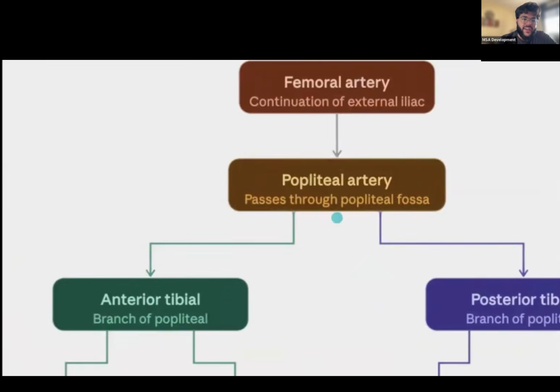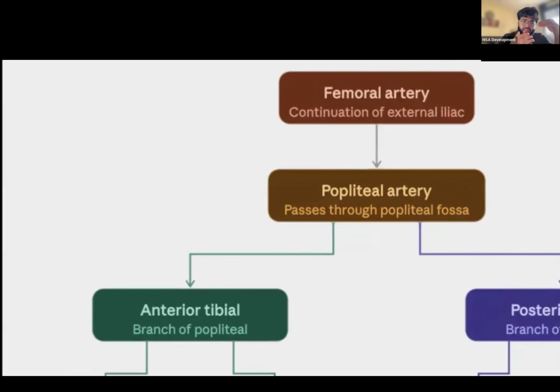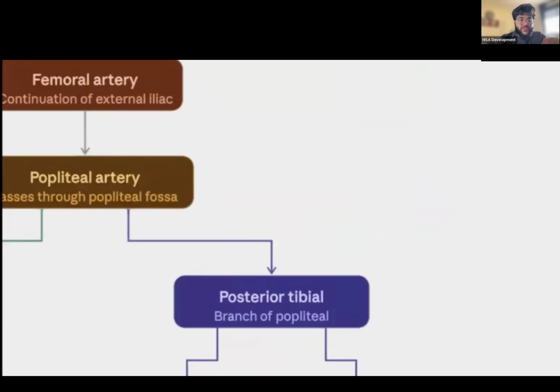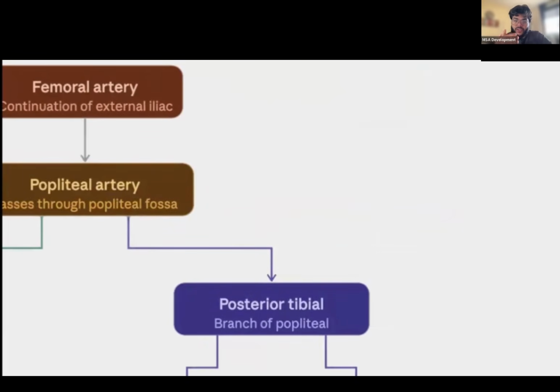The femoral artery, as I mentioned for the third time by now, is a continuation of the external iliac. It gives rise to the popliteal artery. The popliteal artery branches into the anterior tibial and posterior tibial. Anterior tibial supplies the anterior compartment of your leg, and it also continues as the dorsalis pedis artery supplying the toes. You also have the posterior tibial artery that supplies the posterior compartment, and another branch, the fibular artery, supplying the lateral compartment of your leg.